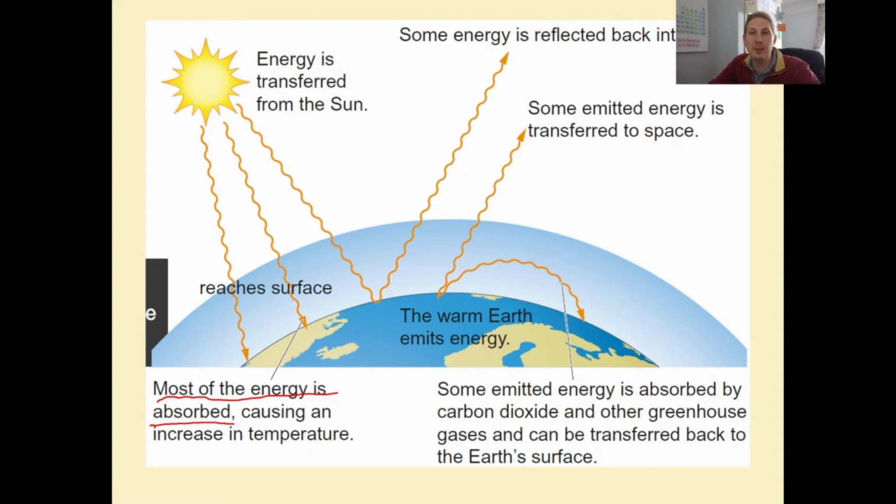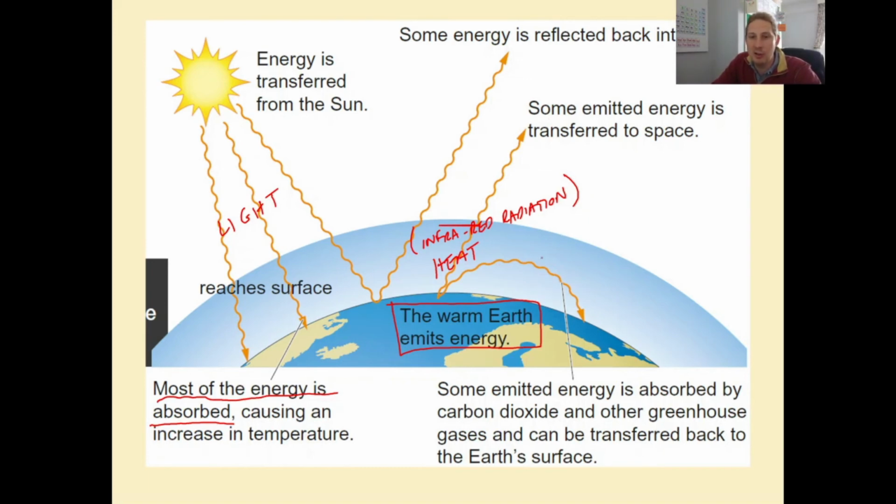And as the Earth warms up, you know from year 7 that this means it's going to start losing heat energy. It's going to start radiating. And so the warm Earth emits energy. Not light, so this is light energy, but now it's emitting heat. And heat is infrared radiation. And some of that does get straight through the atmosphere and back into space.